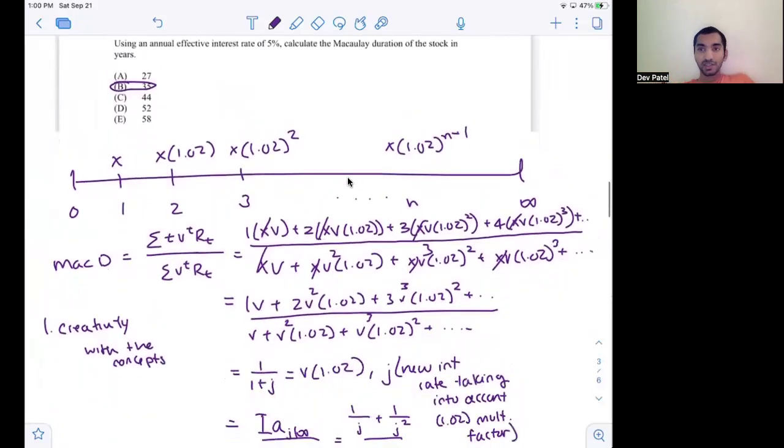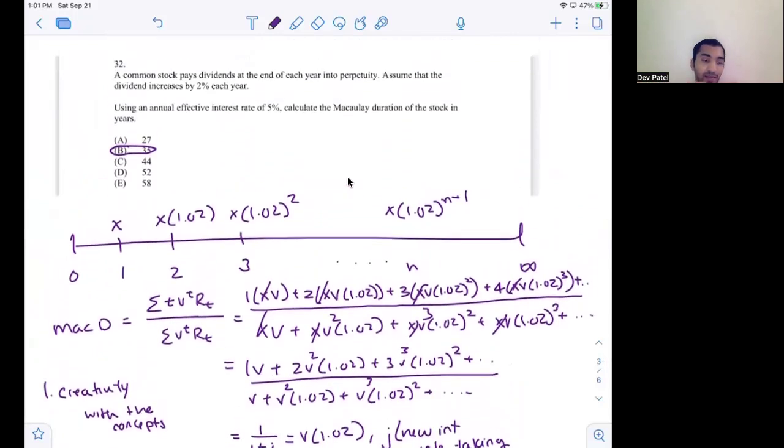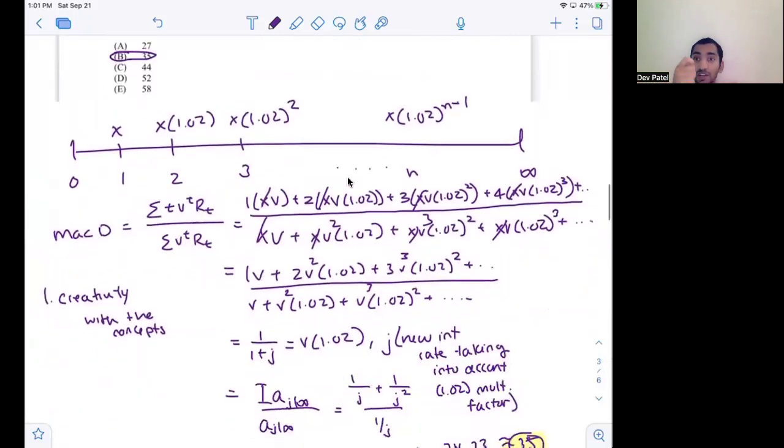We can actually change this depending on the amount that we're increasing our payments by. In this case, we're increasing the dividend by 2% each year. We can adjust our interest rate to account for that increase. So we have this new interest rate that takes into account the old interest rate plus this additional increase in payment each year. This is the key to actually solving the question.